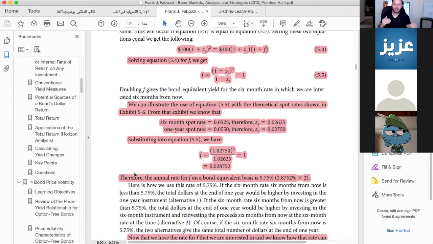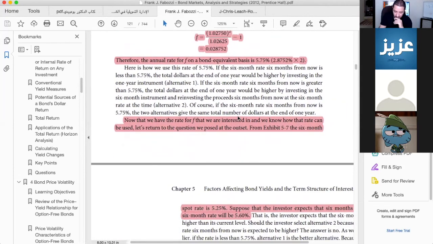So we are making here a bet, or an expectation, that after 6 months, the 6 months spot rate would be equal to 5.75% instead of 5.25% today. I hope it's clear, guys.